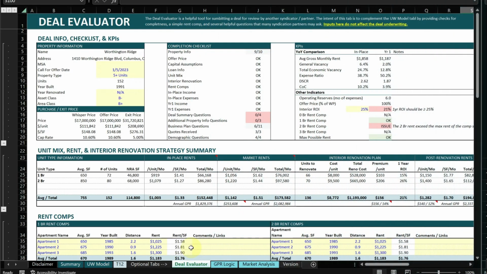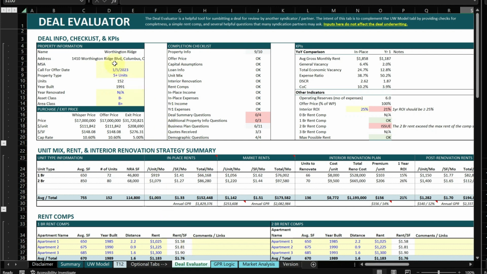So the intent of this tab really is, we get a lot of deals that are submitted to us, and it's hard to jump into underwriting. And oftentimes the underwriting is incomplete. So this is intended to evaluate the underwriting for completeness. And then it has a lot of anecdotal questions to think through before submitting a deal, or just as a good practice to check all the boxes so you know if the deal makes sense.